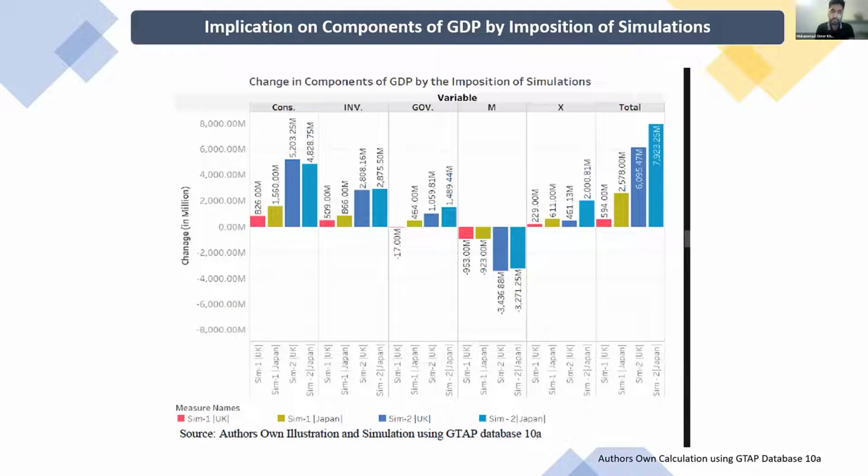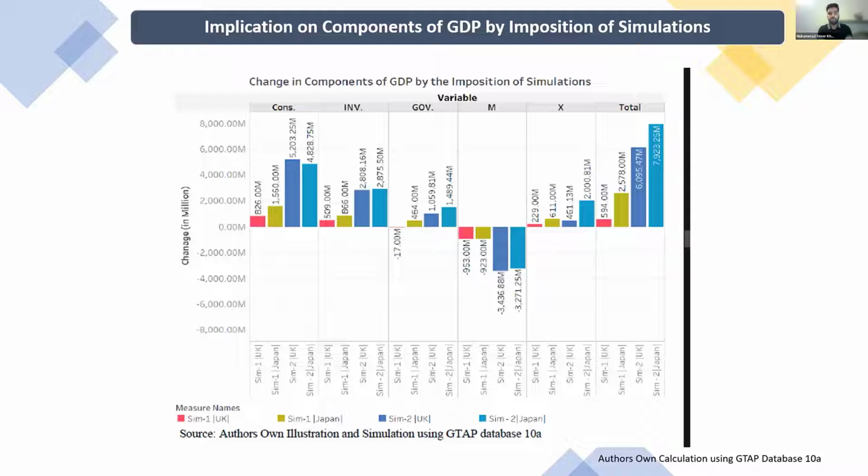Thereafter, if we look into the government income, the government income would depreciate for UK by 17 million, which is a critical, alarming situation for UK. However, the Japanese government income would appreciate by 464 million. At the same time, UK's income would increase and Japan's would also increase if they implement both the free trade agreement and the trade facilitation.